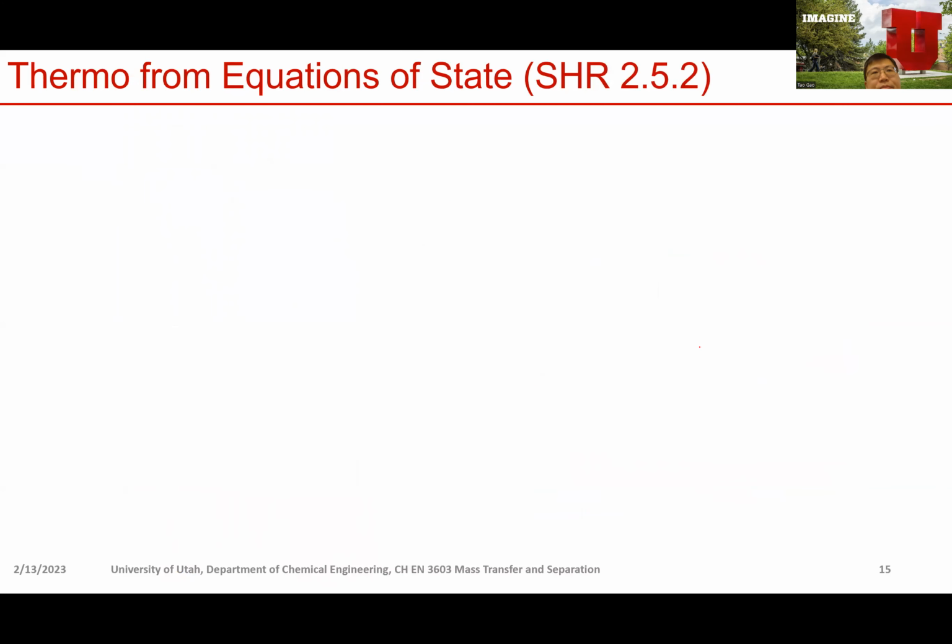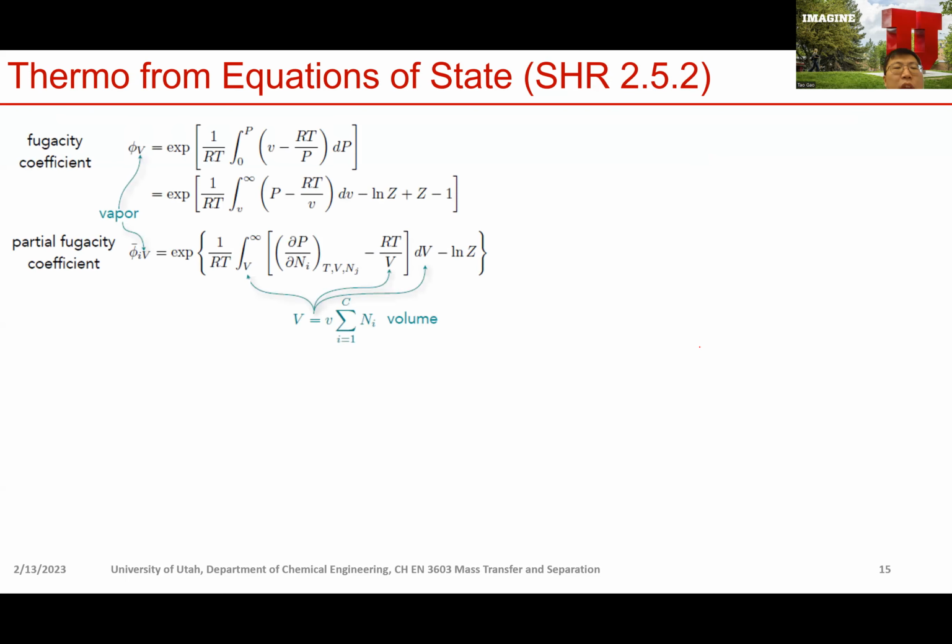Then if we cannot find the K values in those charts, what we can still do is use the rigorous form of the K value to compute it, right? But to do that, we have to start from the thermodynamic equations of state. So here, in order to compute the fugacity coefficient, we can apply this equation. That's from your textbook, 2.5.2. Here, to compute the fugacity coefficient, we can do an integral over pressure, right?